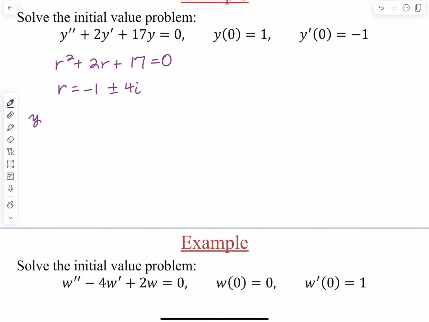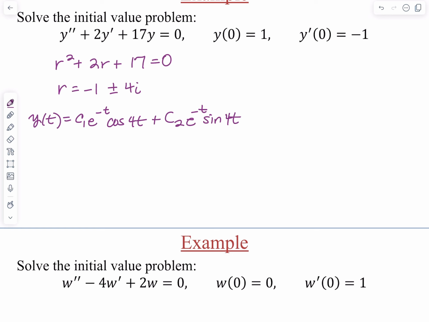So our general solution is y of t. Of course, we have alpha equal to negative 1. So we would have c1e to the negative t multiplied by the cosine of 4t plus c2e to the negative t sine of 4t. So we have our arbitrary constants, c1 and c2, and now we are going to have to see if we can satisfy our initial conditions.